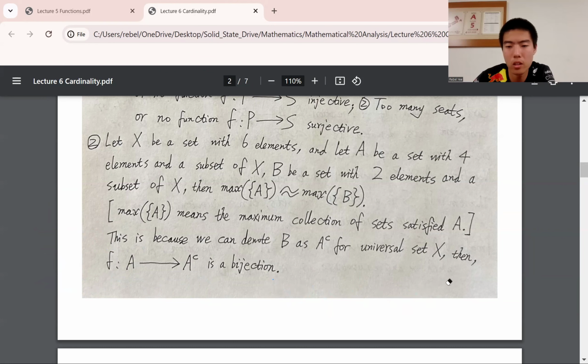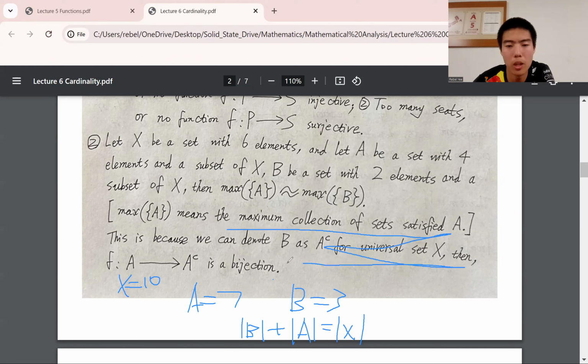Okay, and this fact can be generalized to a more general case. Let's say X has 10 elements, A has 7 elements, and B has 3 elements. If the cardinality of B plus A is equal to X, then the statement that the collections of subsets satisfying A and B have the same size is always true.